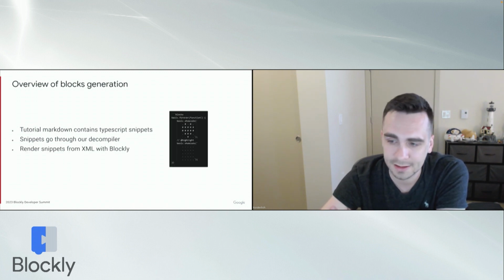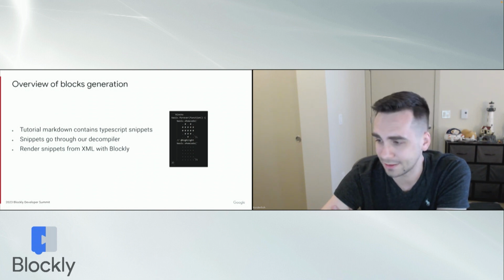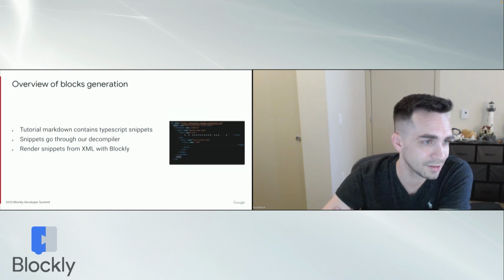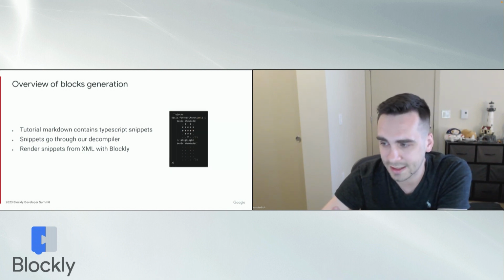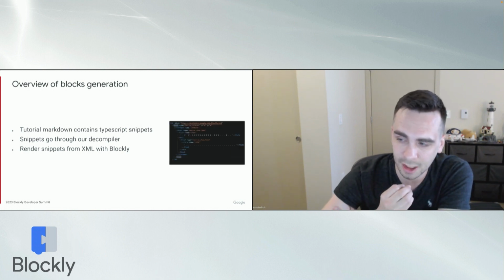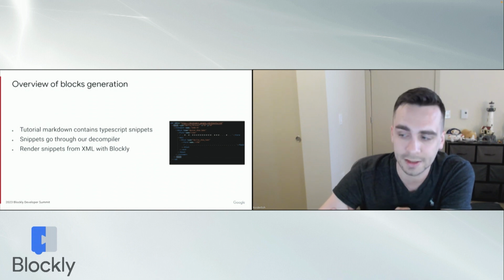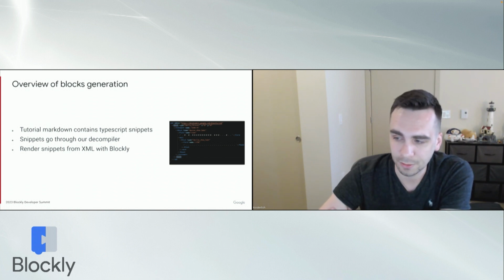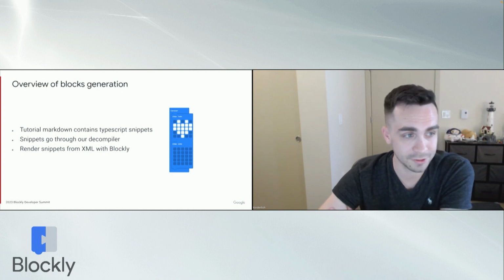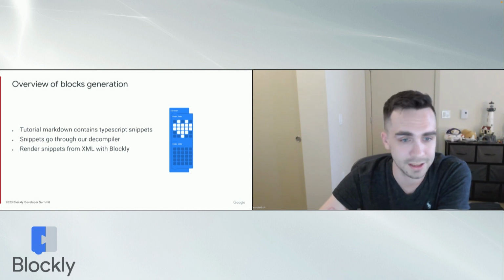Next slide. And then we render snippets from XML with Blockly. We extract them from the DOM in the workspace and we just generate the blocks. So, okay, the images are showing up now. This is what the code looks like in TypeScript. We generate that through our decompiler to create the next slide, which is the blocks representation, which is just Blockly XML. And then we do one more next slide. And then we just generate out an image of blocks with that up to date.